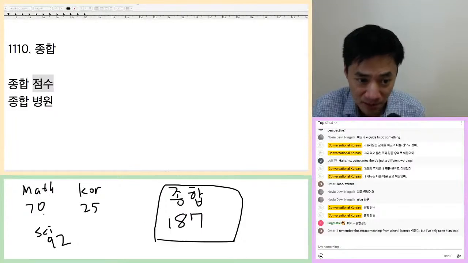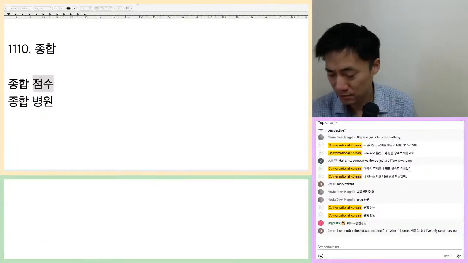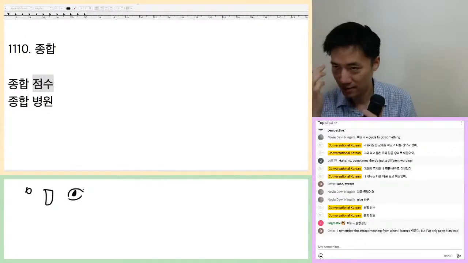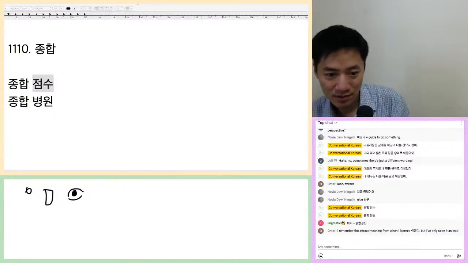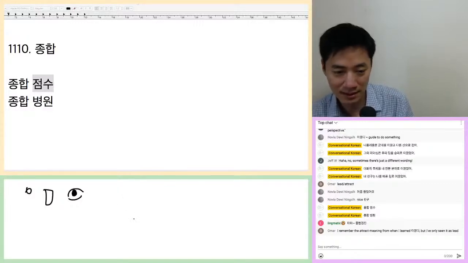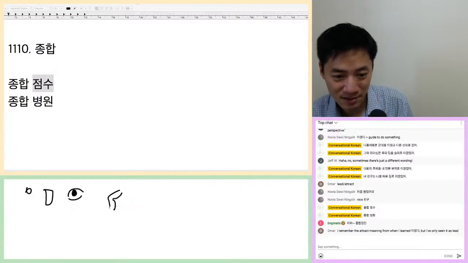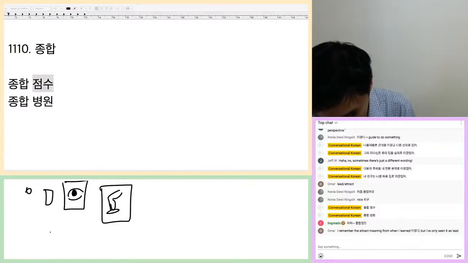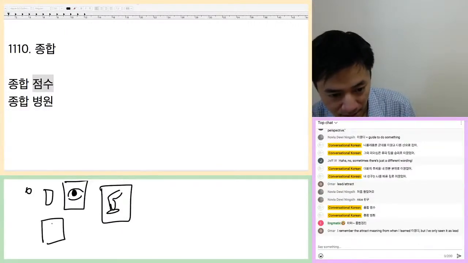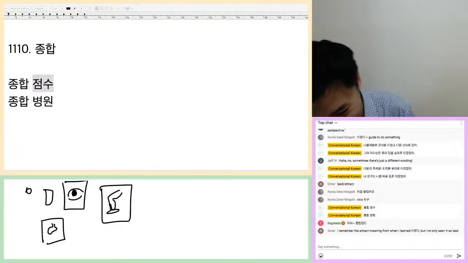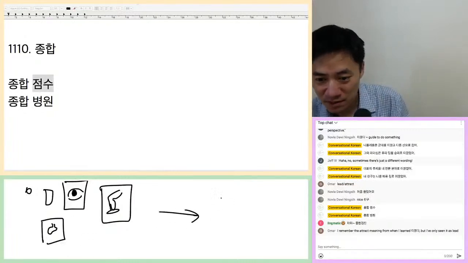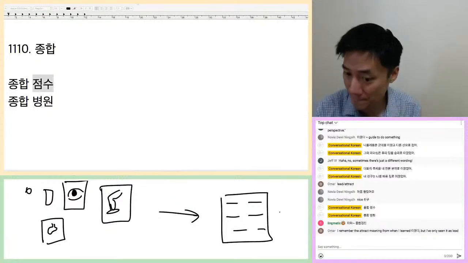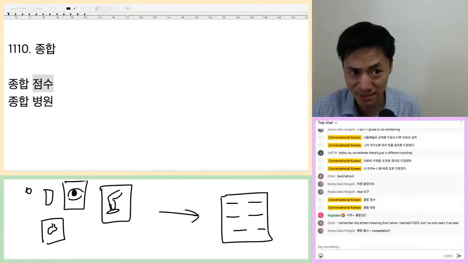Anyway, 종합 all together, and 종합병원, like general hospital. There's a hospital about eyes, and a skin hospital. Maybe 정형외과, like when your ankle is broken, you go there and fix your ankle. And maybe inside the body, liver or stomach. I can't draw well. There's a huge hospital that has it all, all these departments, 종합병원. I'm not sure that's general hospital in English, probably.